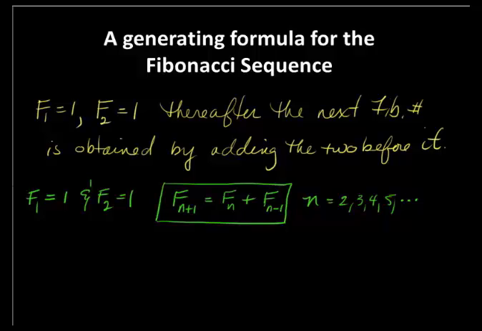Another way we could have said that, I didn't have to use this exact sentence. I could have said, well, f1 is 1, f2 is 1, and thereafter f sub n is f sub n minus 1, the one before it, plus f sub n minus 2, the one before that. This says exactly the same thing, and there n starts out at 3, 4, 5, 6, and so on. So there's more than one way you could say it. But the shorthand notation is something that you should know, and know how to write a generating formula for the Fibonacci sequence.